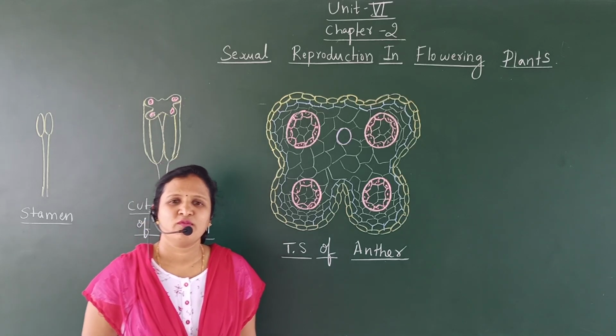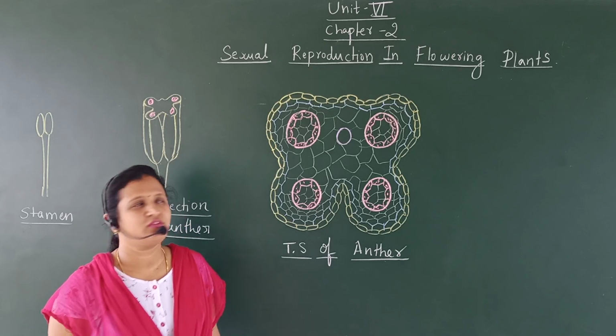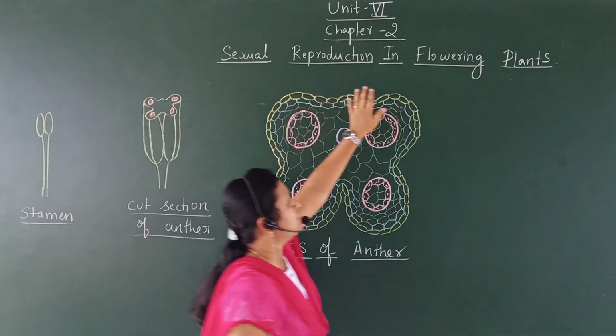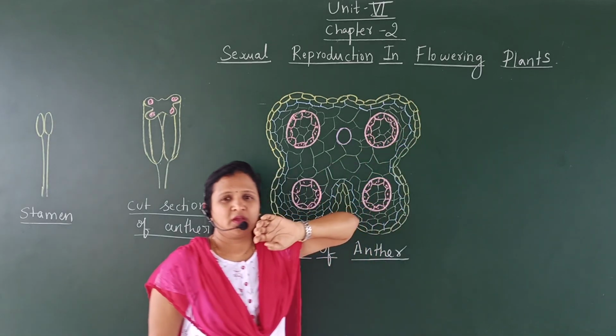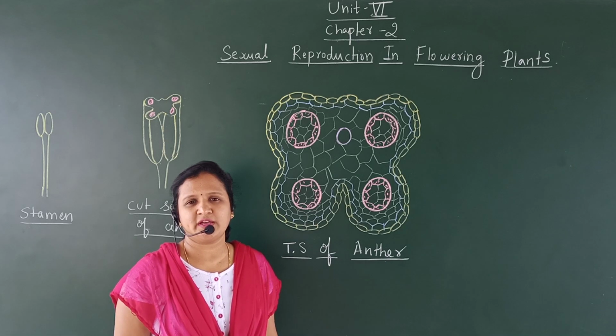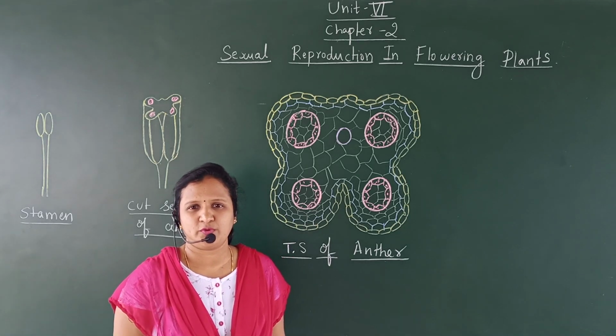Hello students, welcome to the second session of the chapter Sexual Reproduction in Flowering Plants. In the last class, we were discussing the parts of the flower. In a flower, there are mainly four parts. In that, androecium and gynoecium are the two important parts which are involved in reproduction.